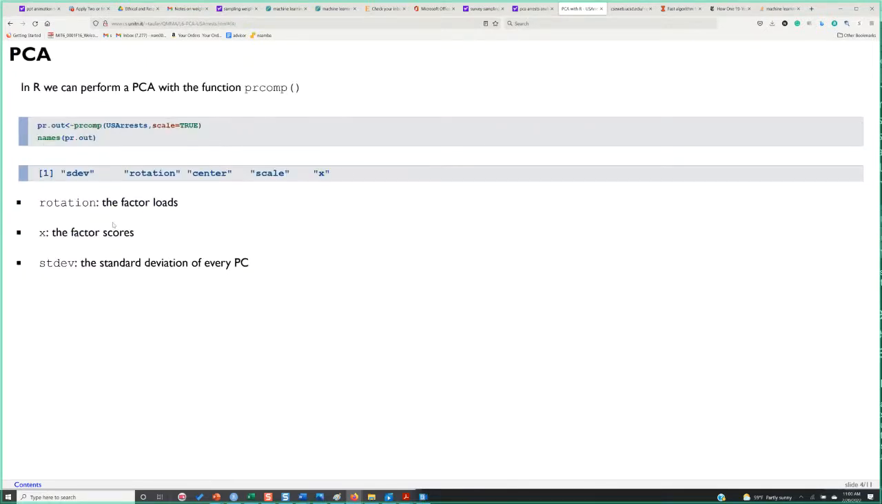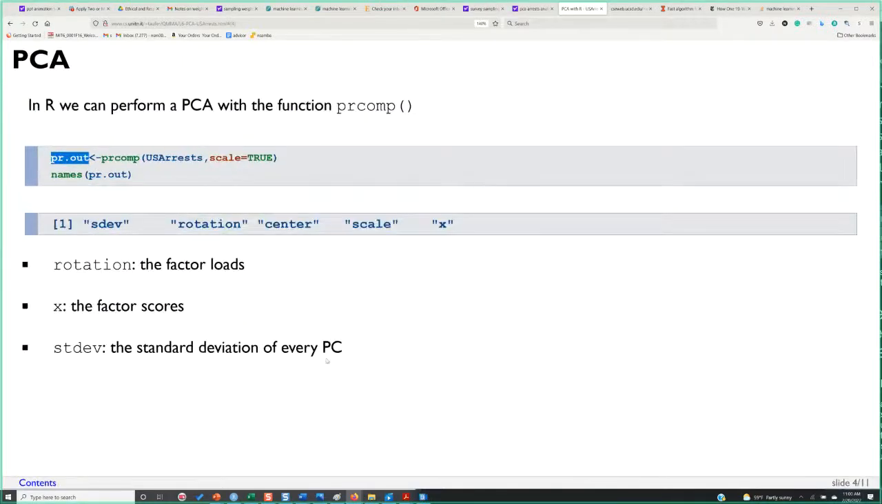Page down. prcomp of USArrests, scale equal to TRUE. Are you with me? I take it and store it in pr.out. Maybe I'll make it a little bit bigger. And the names, I just want to find out. So I store the data into pr.out, and then I just want to know what they are. The names are standard deviation, rotation, center, scale, and x. These are the things that are stored there in pr.out.